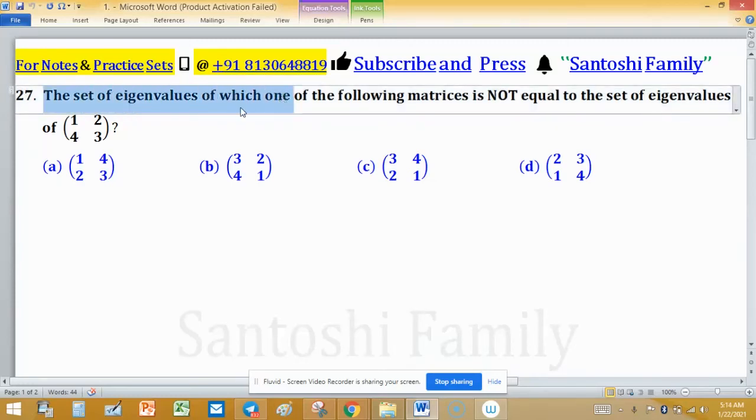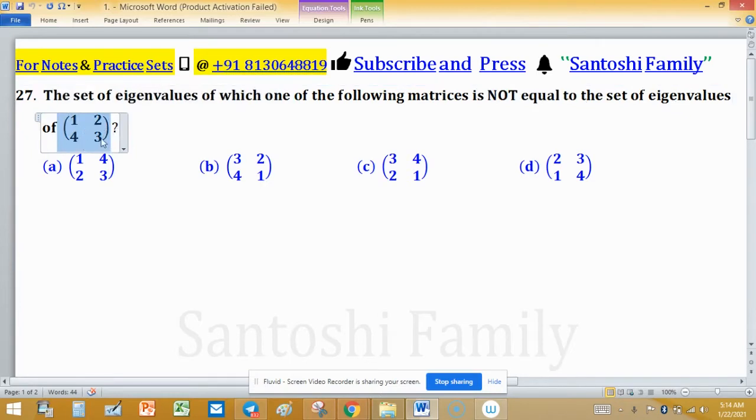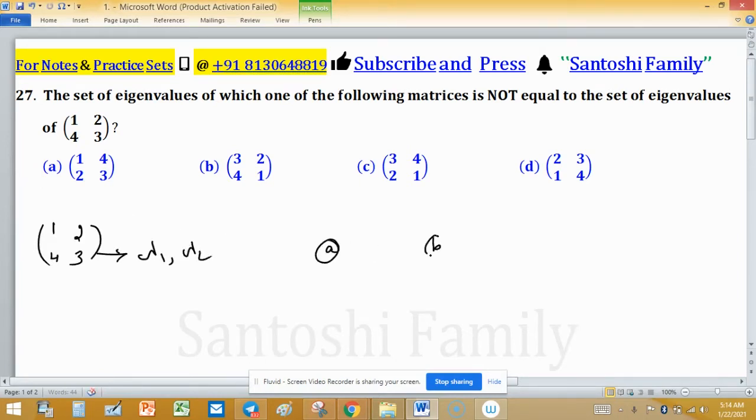The set of eigenvalues of which one of the following matrices is not equal to the set of eigenvalues of this matrix [1, 2; 4, 3]? Suppose the matrix [1, 4; 2, 3] has eigenvalues lambda 1 and lambda 2. Then among options A, B, C and D, which one does not have the same eigenvalues?